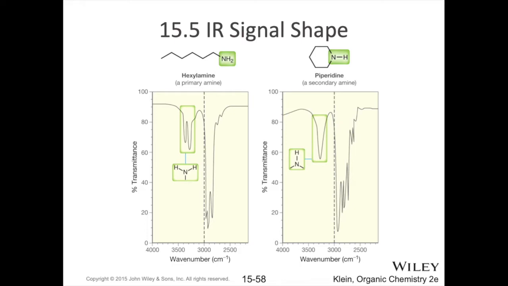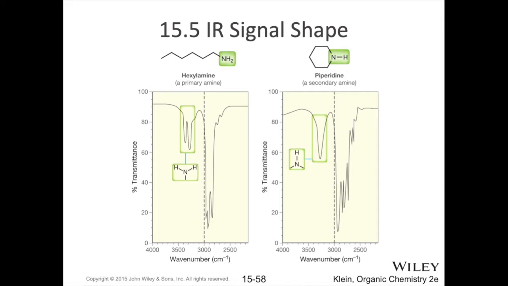So here's an example. Again, notice that if this was an alcohol group, it'd be much deeper, a much stronger signal. But again, pretty significant here. Notice that here we have a primary amine, and we see 2 peaks at around the same wave numbers. And for our secondary amine, which has only 1 hydrogen, we have only 1 peak. So ask yourself, why is that?